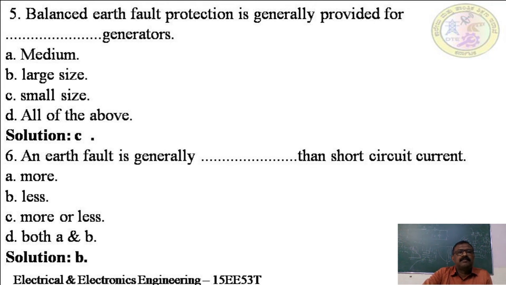Next question is, balanced earth fault protection is generally provided for dash generators. Options are A medium, B large size, C small size, and D none of the above. Balanced earth fault protection is generally provided only for small size generators. So hence the solution for this is small size.